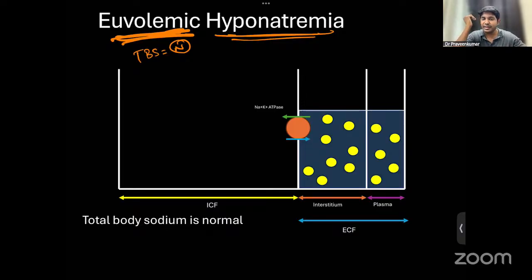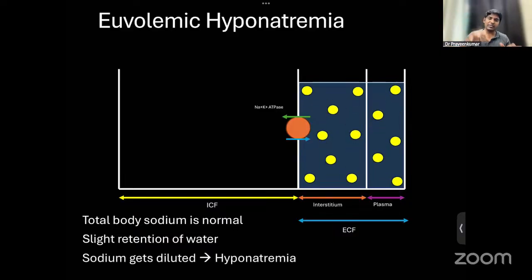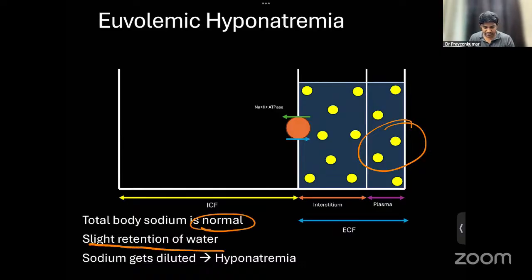Whenever there is an increase in water alone, some increase in water level, but the sodium level, total body sodium, should be normal. So there is some condition which increases water level alone. There is slight retention of water. Because of this retention of water, your sodium gets redistributed, and then you will get a low sodium level when you sample a particular portion of plasma. So total body sodium is normal, there is slight retention of water, and because of that, sodium gets diluted. So you get hyponatremia.